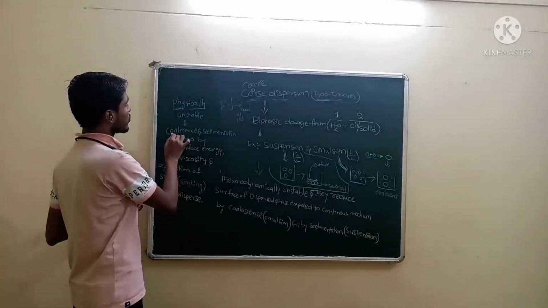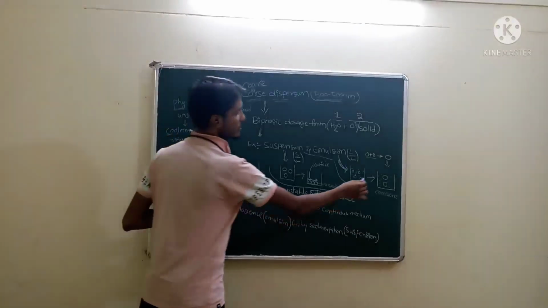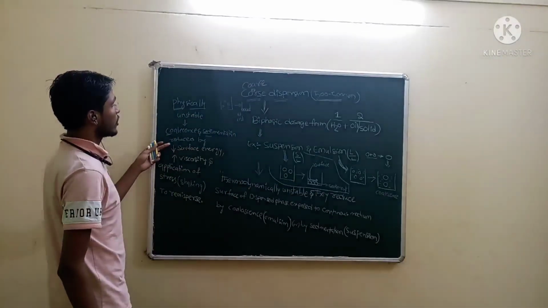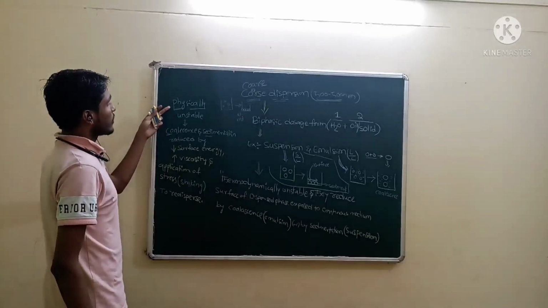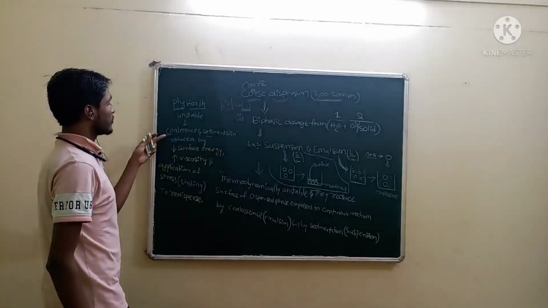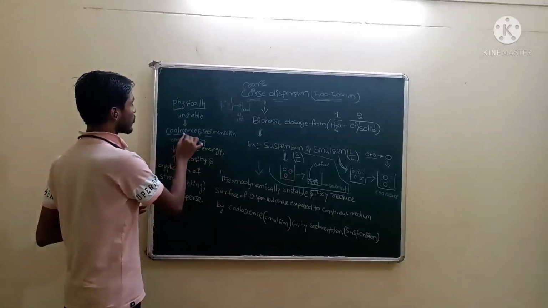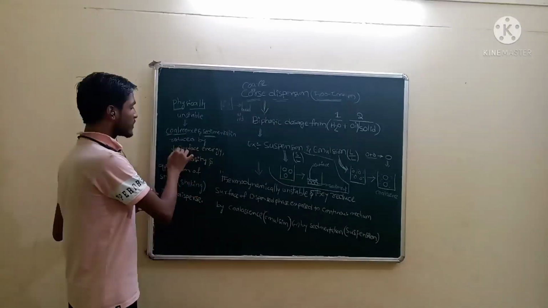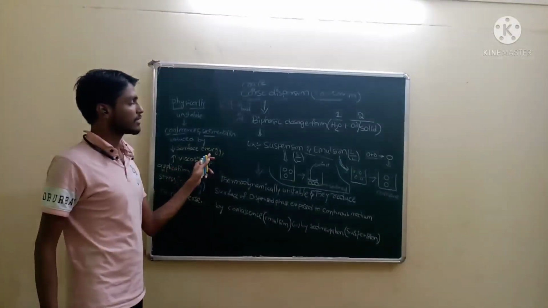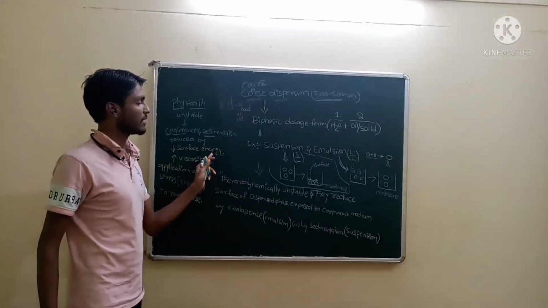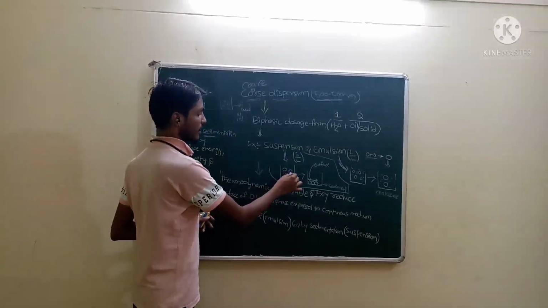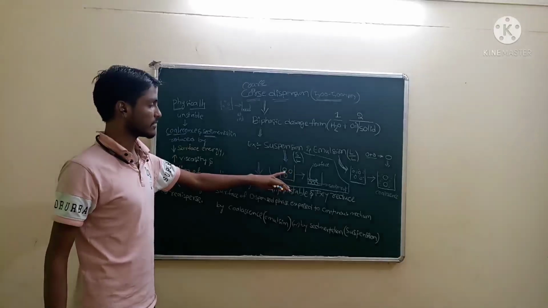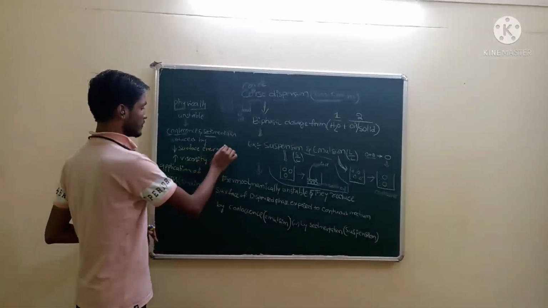Physically unstable means coalescence or sedimentation. Coalescence and sedimentation we can call physically unstable. In order to reduce coalescence and sedimentation, we reduce the surface energy by reducing the surface area. When you reduce the surface area of particles, the surface energy also reduces. That is one method.